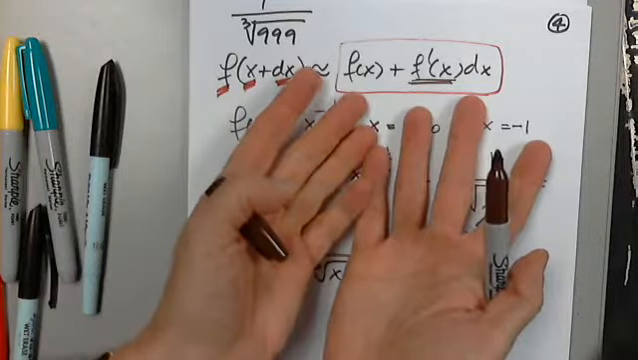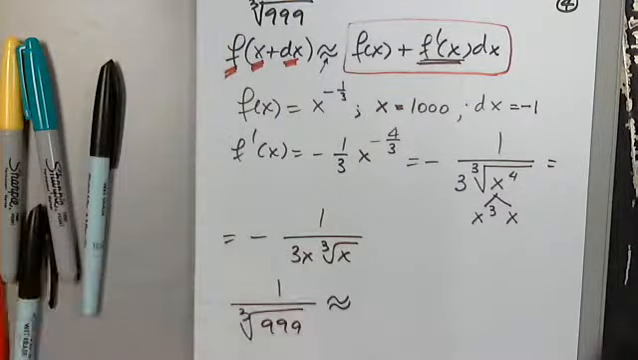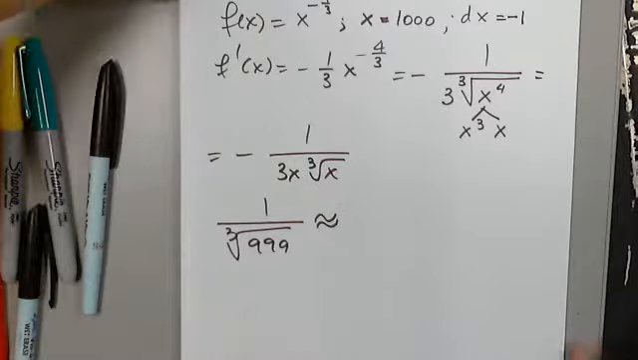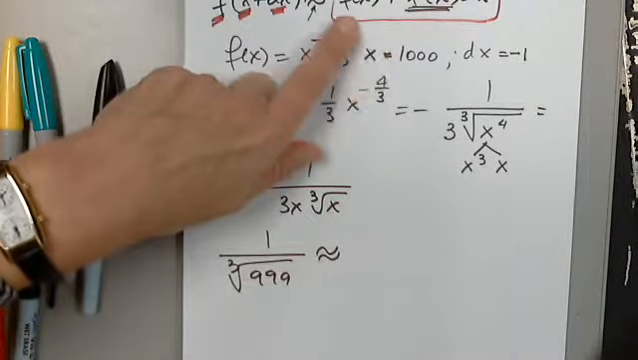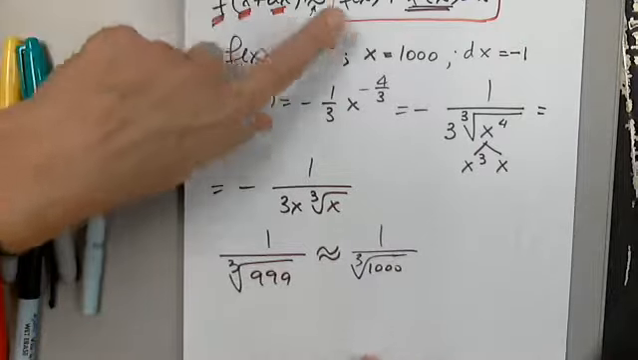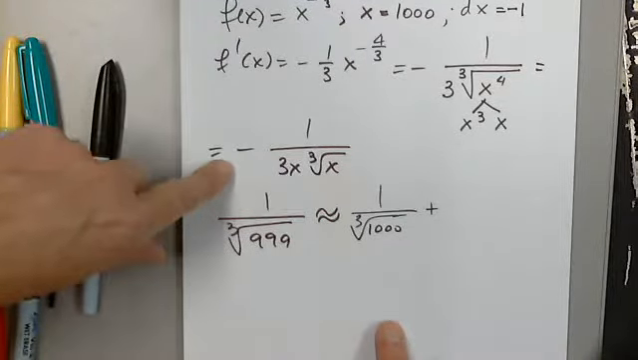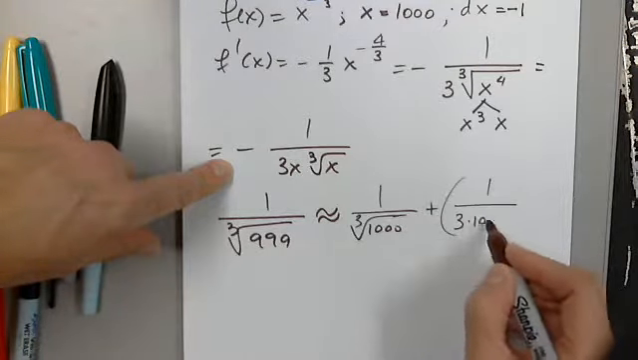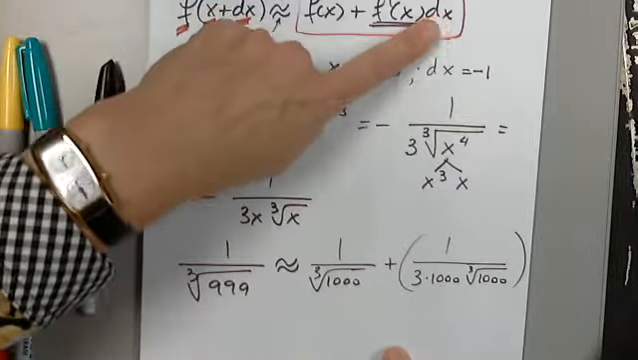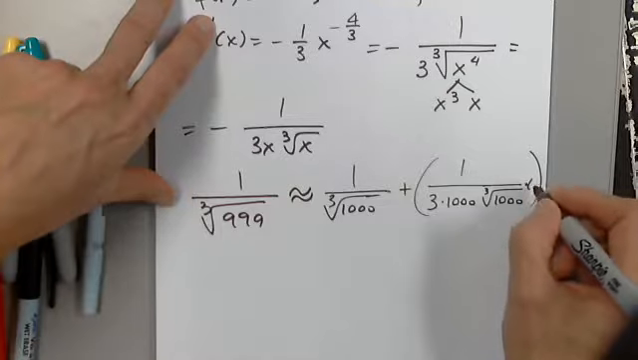Okay, so now I can put everything together. Meaning 1 over the cube root of 999 is approximately what? 1,000. So this is 1 over the cube root of 1,000, because it's the function. I have to plug in x in the function. And then plus, well, it's going to be minus, but I'm going to write plus for now. 1 over 3 times 1,000 times the cube root of 1,000 times dx, negative 1, times negative 1. Of course, you know I always run out of room.